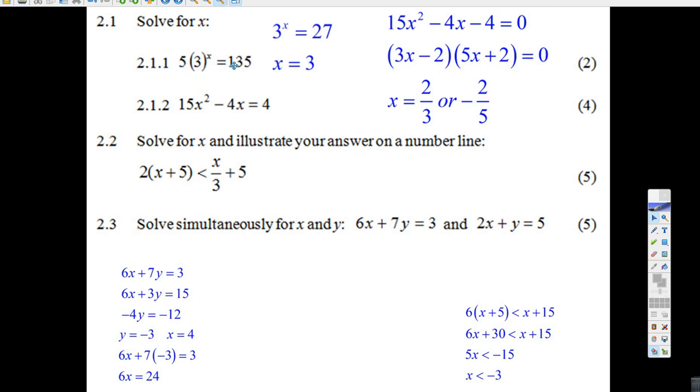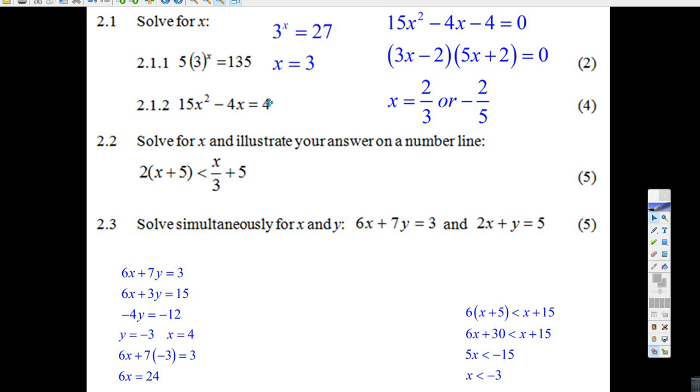If you see a 5 in front of 3 to the x power, this is 5 multiplied by it. If you want to solve the equation, you divide both sides by the number in front. 5 divided by 5 is 1, so it's just 3 to the x. 135 divided by 5 is 27. And 3 cubed, 3 to the third power, is 27, so x is 3. That'll be nice and easy.